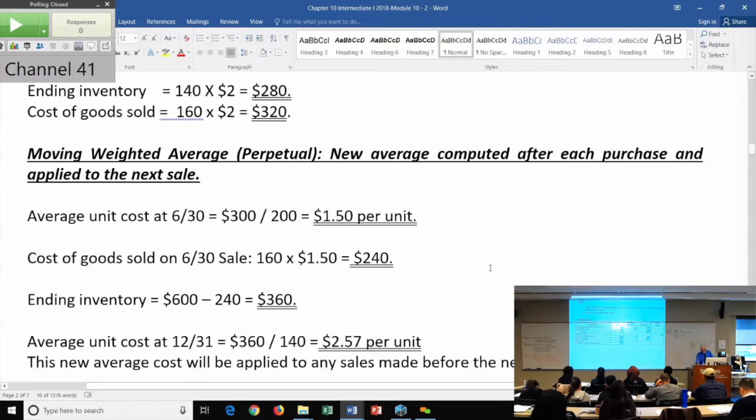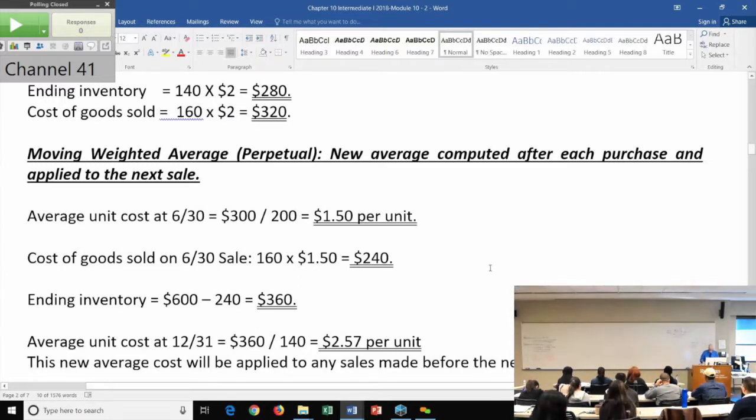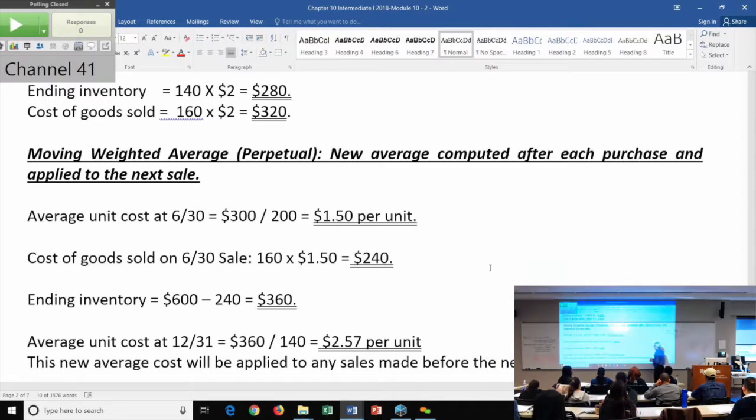Or the other way to look at it, probably an easier way, is to say that now the ending inventory is 360 divided by 140. That's the new average cost, 2.57. And that's going to be used next time around, the next time you sell something. So the next time you sell something, that becomes your new average cost. So that is the moving weighted average.